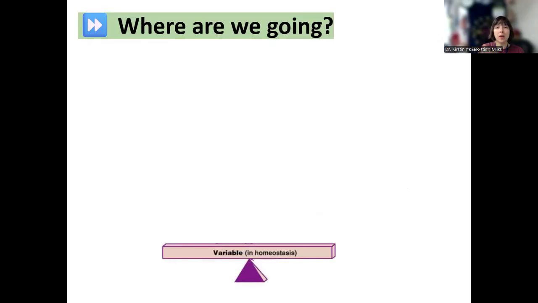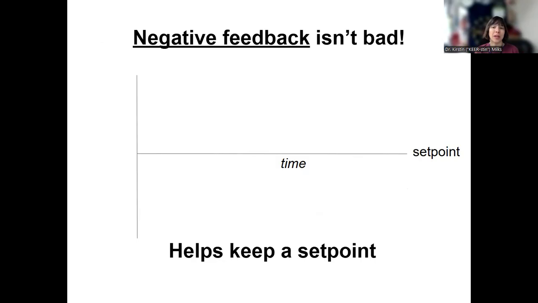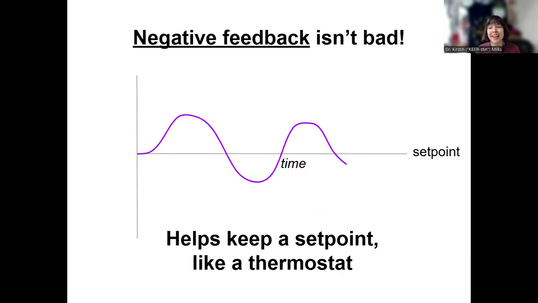So where are we going? Thinking about how these variables end up changing. We're going to take some quick notes. This is in that document. You'll see that these particular graphs are here, and there's a place to do examples. Importantly, negative feedback isn't bad. It helps us keep a set point. So here's a classic example of what a negative feedback graph looks like. The numbers get big, something happens in the system, the numbers get small, something happens, the numbers get big. That set point is like a thermostat in your house. If it's cold outside like it is now, the heater heats up your house, it turns off, it gets cold in your house. Eventually the heater turns on and your apartment gets warm again, and then it cools off.